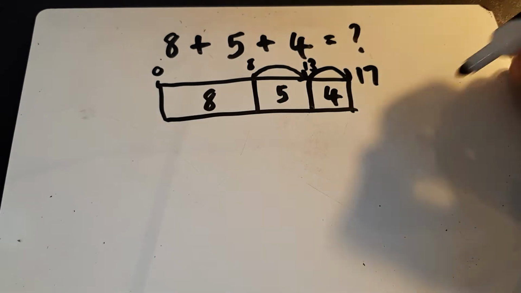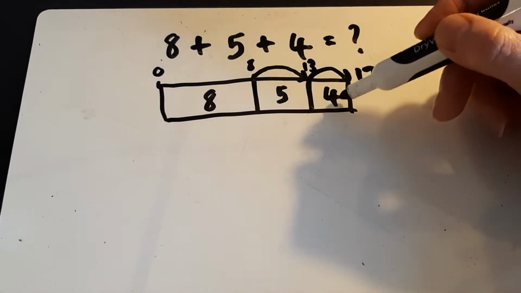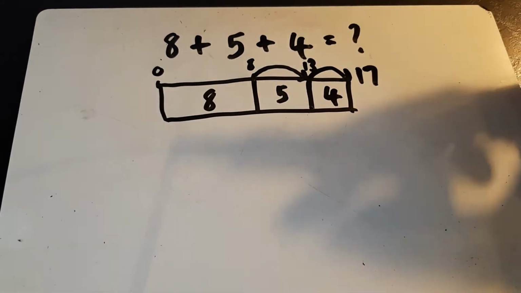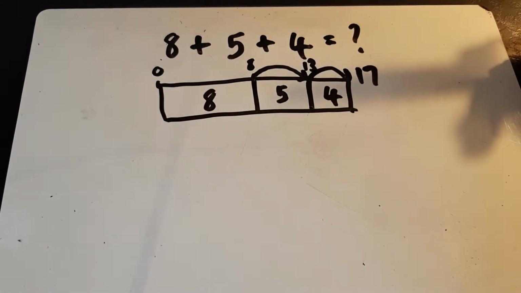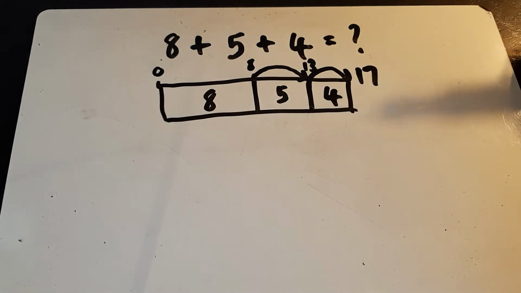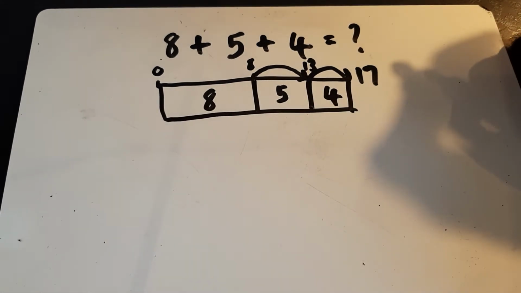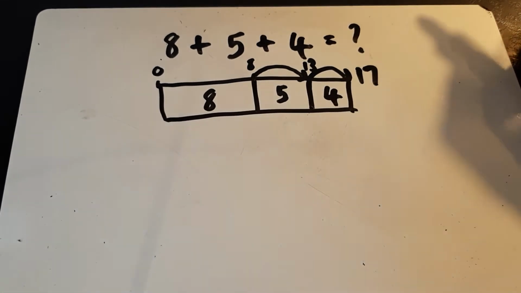So checking methods, you can use 17, take away 4, take away 5 to get back to 8. But again, it's a case of understanding that this is a part whole question and using the bar to achieve the answer. So that's question number 1.